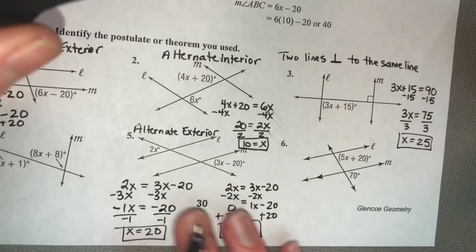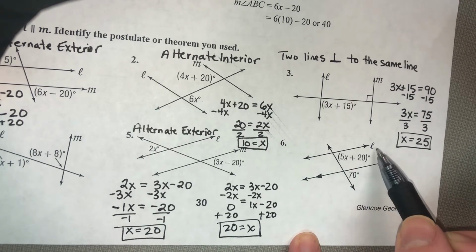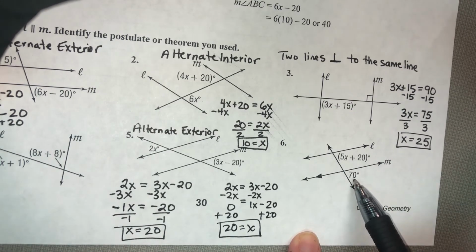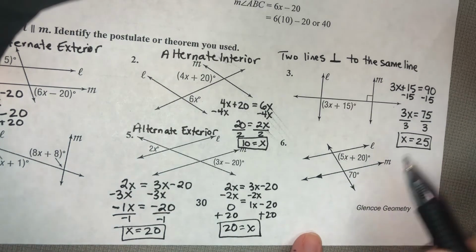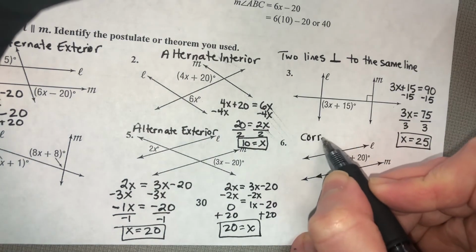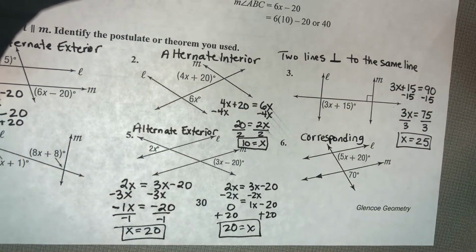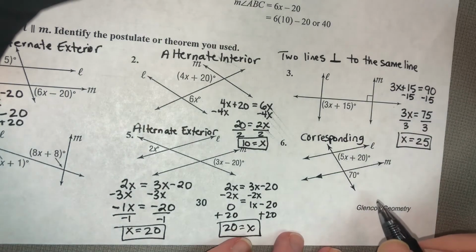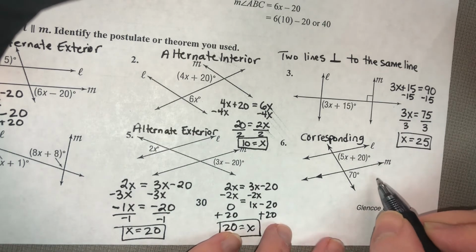Okay, number 6. We have the 5x plus 20 on the bottom right of this line L and 70 on the bottom right of this line M. Those are called corresponding angles because they're in matching places with respect to our parallel lines. So I'm going to call this the corresponding angles theorem or postulate that we're using here. So we know that our corresponding angles should be congruent to make the lines parallel.